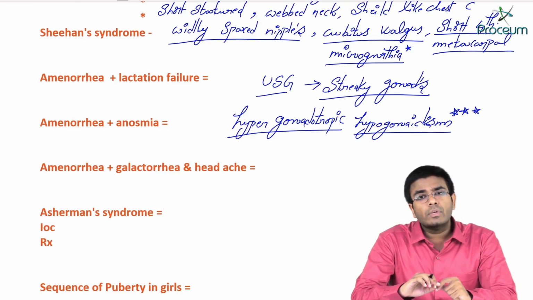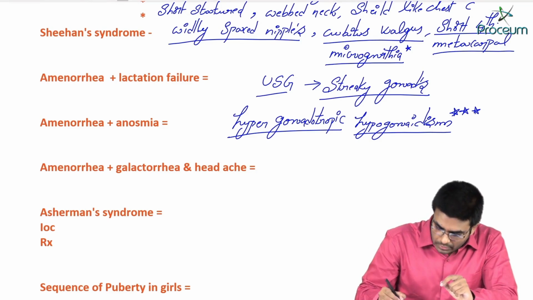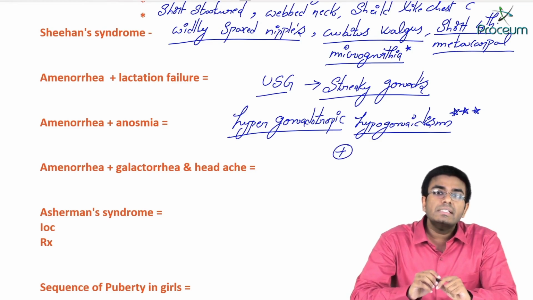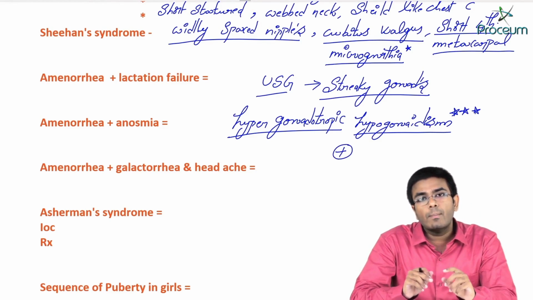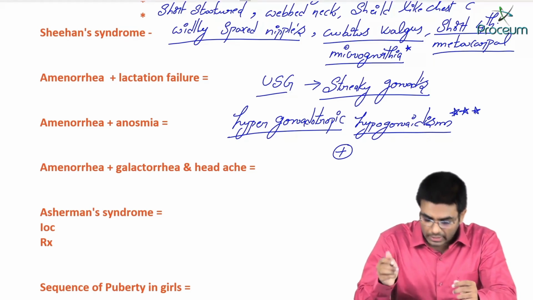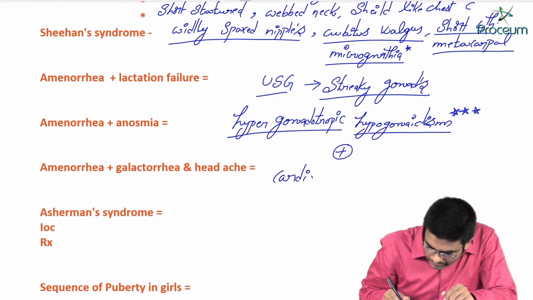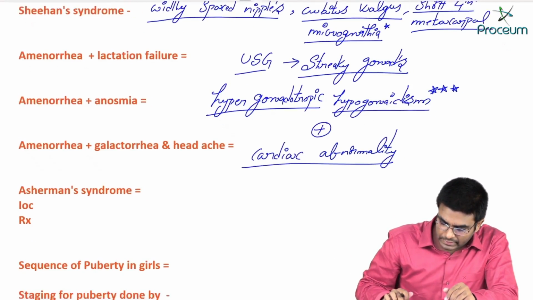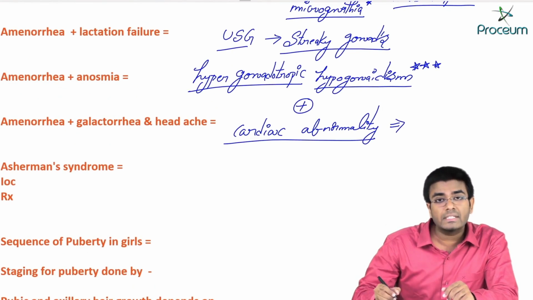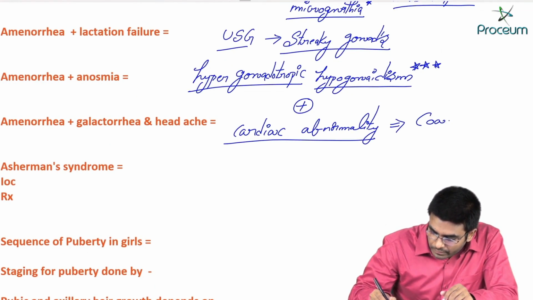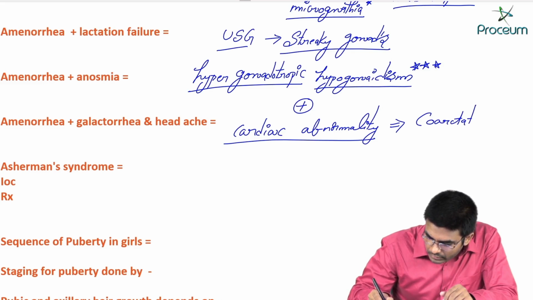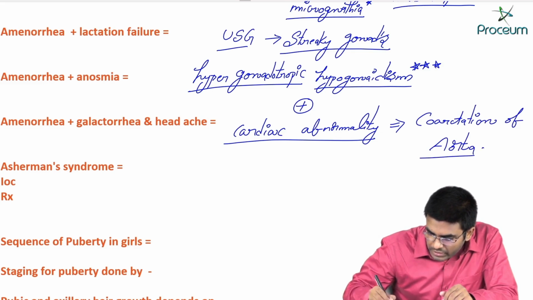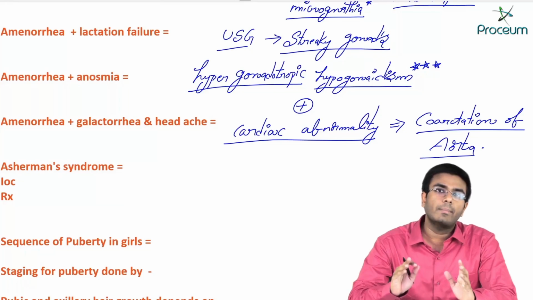After knowing this, what else do you have to keep in mind regarding Turner syndrome? They will ask you, in this Turner female, what's the most common cardiac abnormality? The most common cardiac abnormality in a Turner female, a repeatedly asked MCQ, is coarctation of aorta.